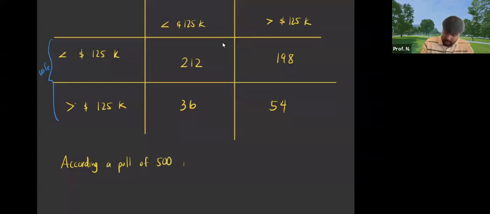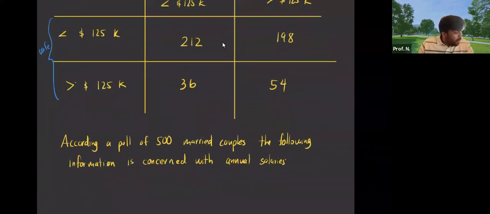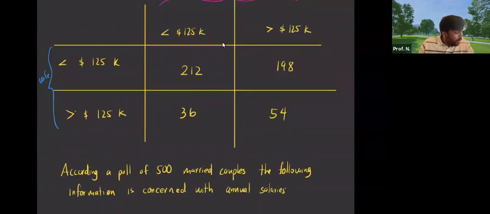So according to a poll of 500 married couples, the following information is concerned with their salaries, right? Concerned annual salaries. So we have 500 married couples and we figure out how much they make, okay, each year. It says 36, yeah, okay.